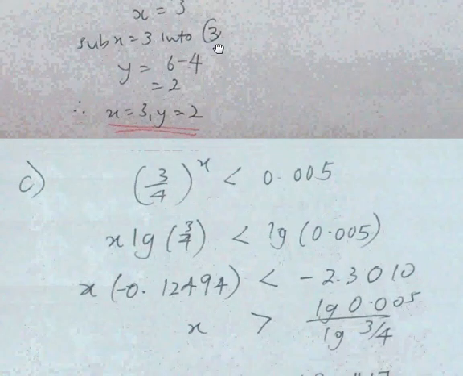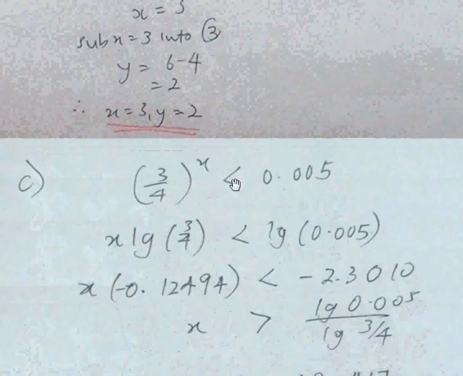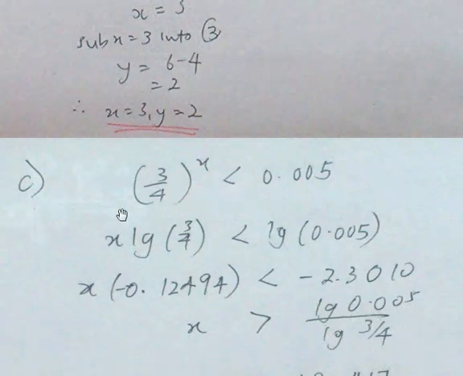For part C, it's given that (3/4)^x is smaller than 0.005. Since we want to find the value of x, firstly we can take log on both sides. So when you log this side and you bring down the x, you get x log(3/4) smaller than log 0.005.